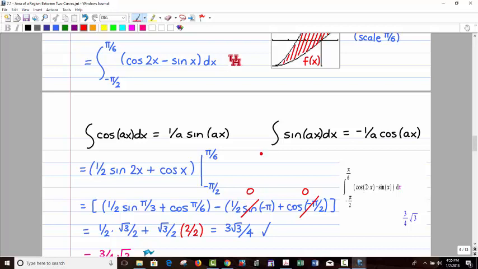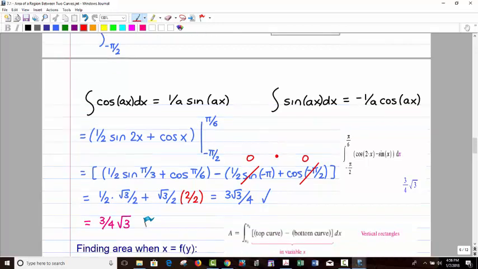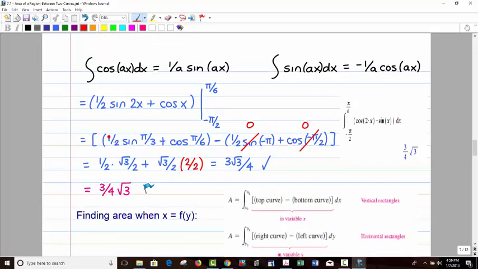All right, so now plug in pi over 6, plug in negative pi over 2. So I did this kind of manually. Let's see what I got here.